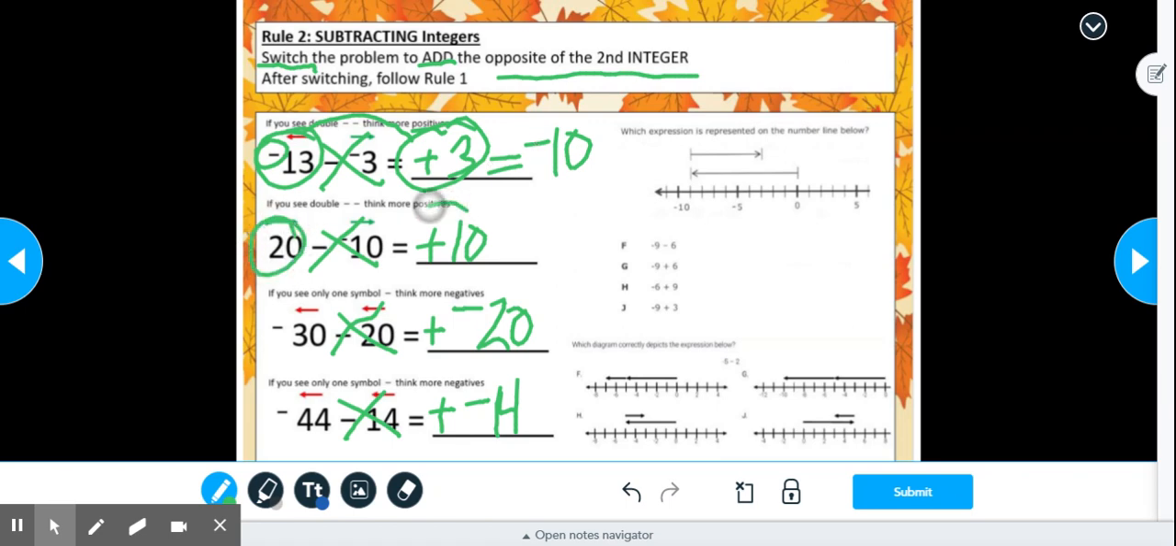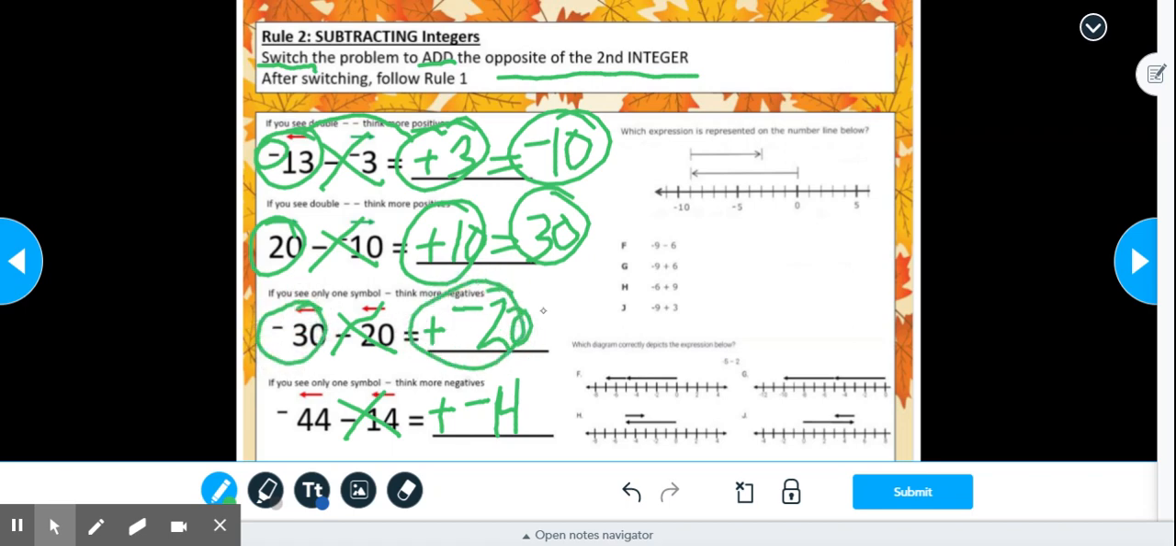So now we've got taking away 10 negatives the same as adding 10. So they're the same sign. 20 plus 10 is going to give us 30. So here we got 30 negatives, and we're adding 20 negatives. These are the same sign now, so negatives and negatives go together. We're going to end up with negative 50.